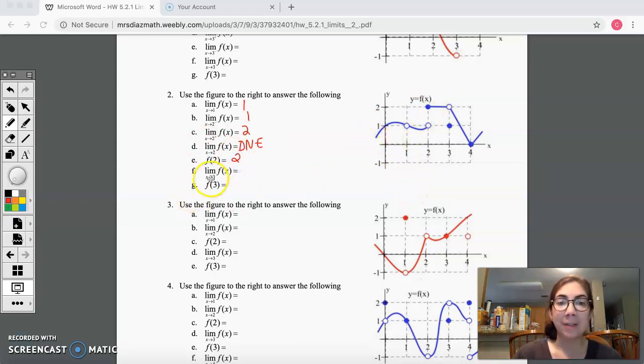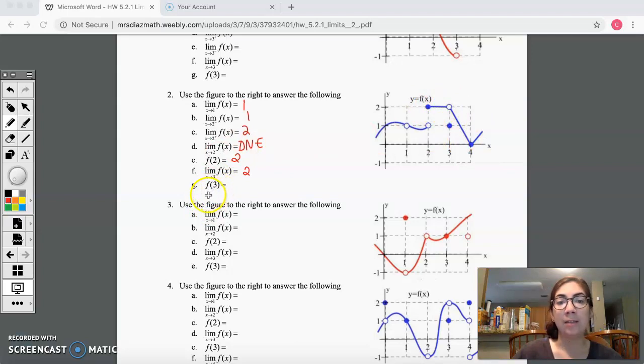And the limit as x goes to 3. Okay, so anytime you see limit, you guys, you have to stay on the curve. So when we go to 3, here's 3, we're coming from the left side and we're coming from the right side. And what's this value that we're approaching? That value is 2. That's the y coordinate. So whenever you see limit, you got to think about the curve. Stay on the curve. Okay?